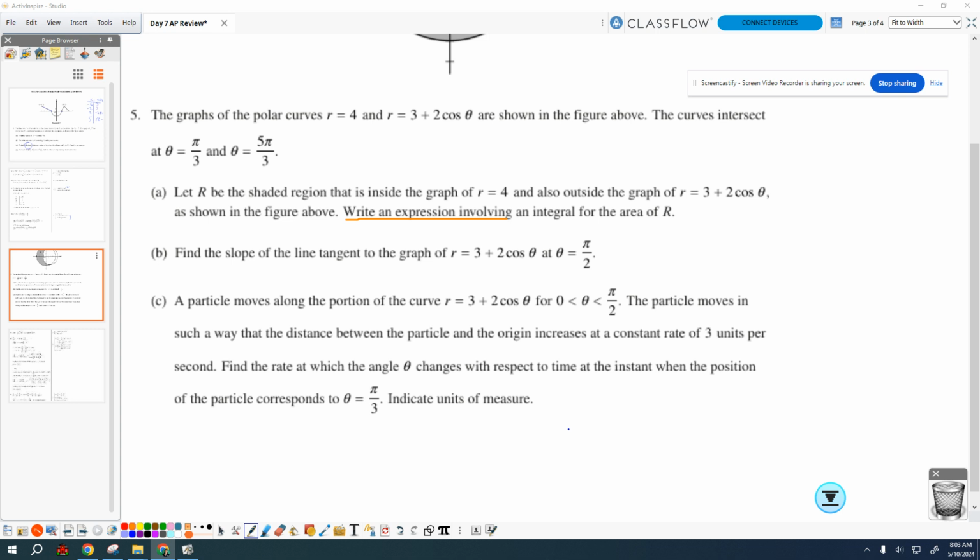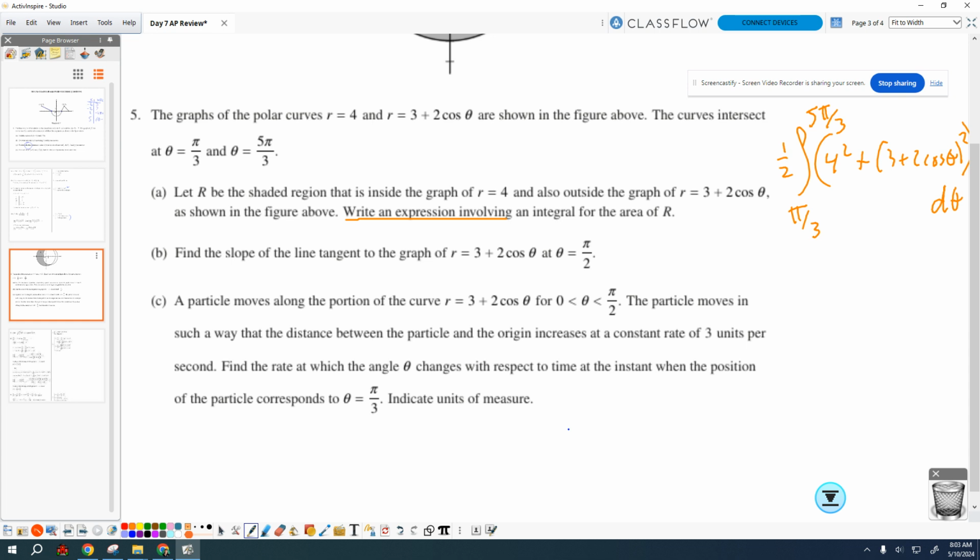So Sean, what is the setup for part A? Interval from pi over 3 to pi over 3. And then 16 minus 3 plus 2 cosine theta squared. And then 1/2 on the outside. 16, 4 squared, whatever, either one.